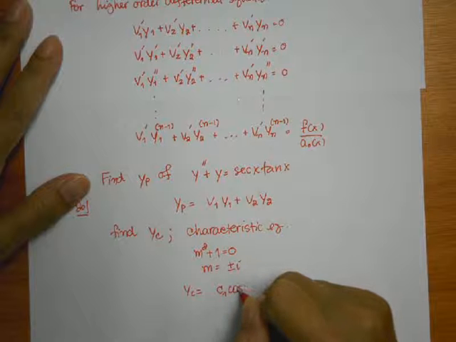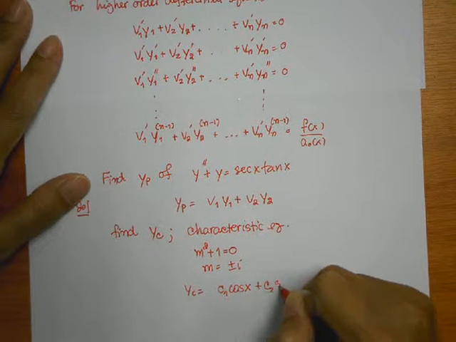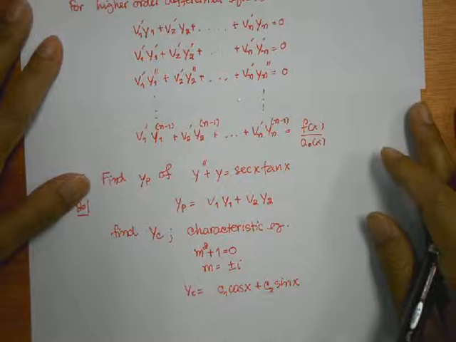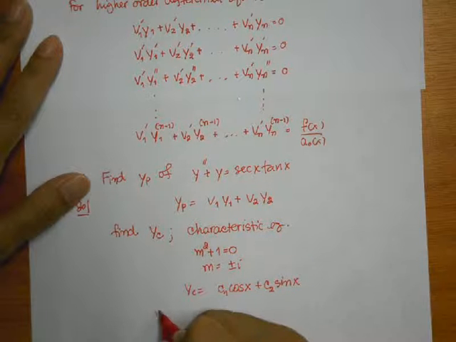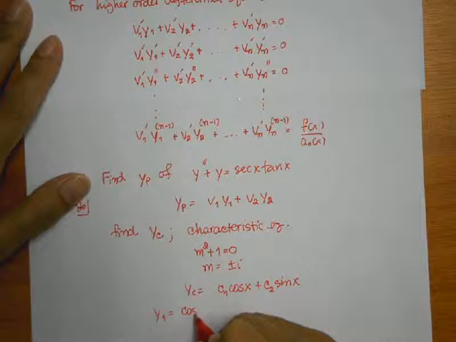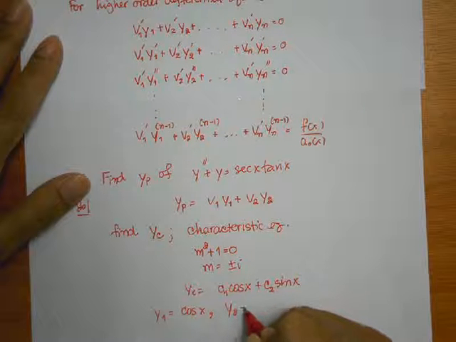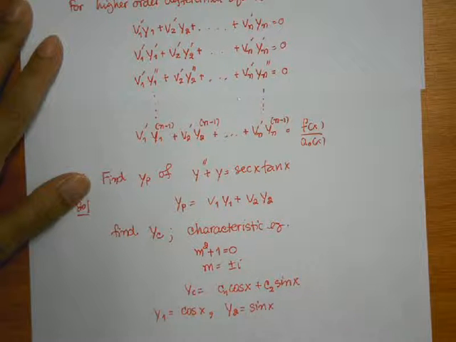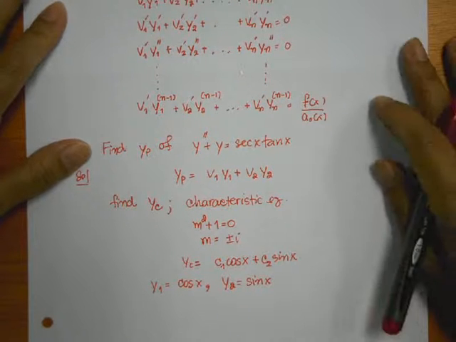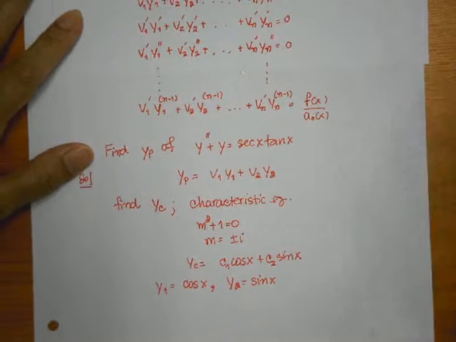C1 cos x plus C2 sin x. Okay, so then that means our y1 is cos x and our y2 is sin x. Now, for variation of parameters, you could set two equations because now you know that you have two unknowns that you need to find, which is v1 and v2.